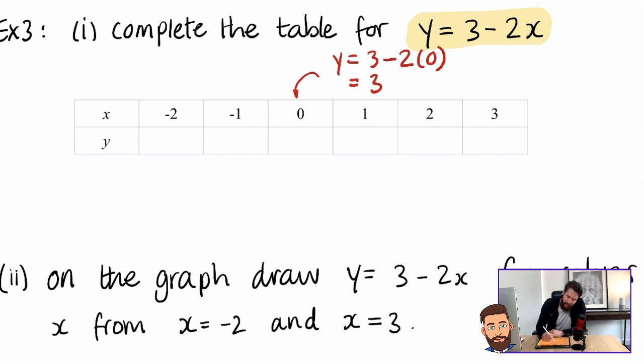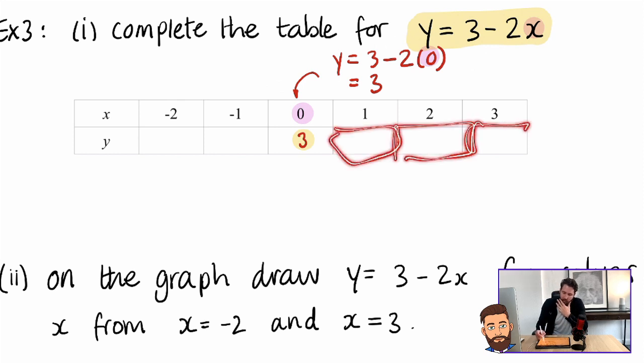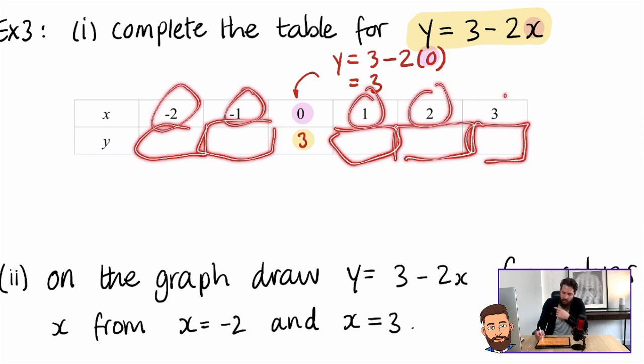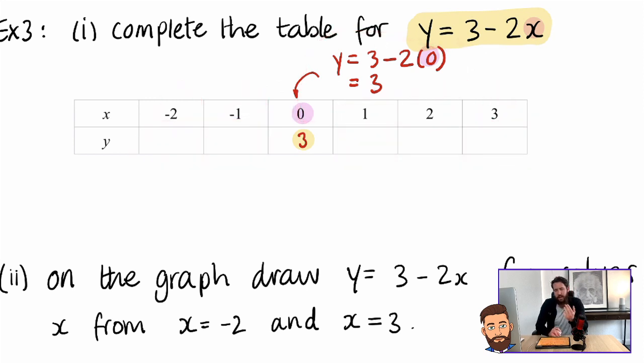So that means when x is 0, y must be 3. Well, we can use our technique now. We know this sequence, what's happening to this sequence. How could we get these y values without having to substitute in all of these x values like we've just done? Because that takes a while.